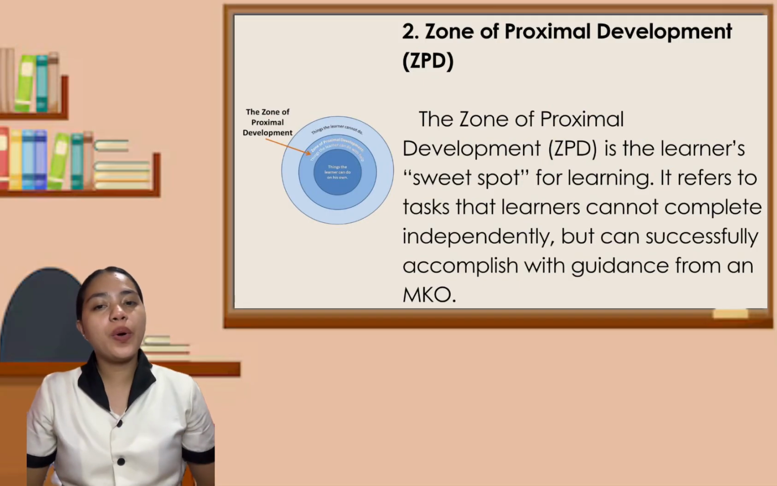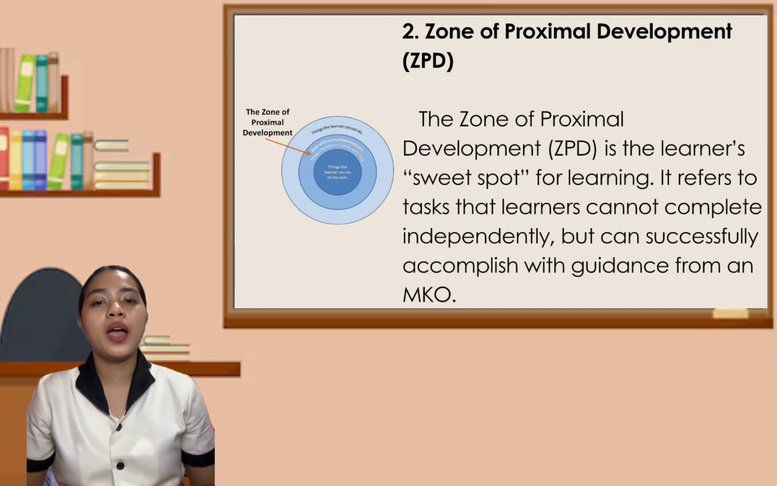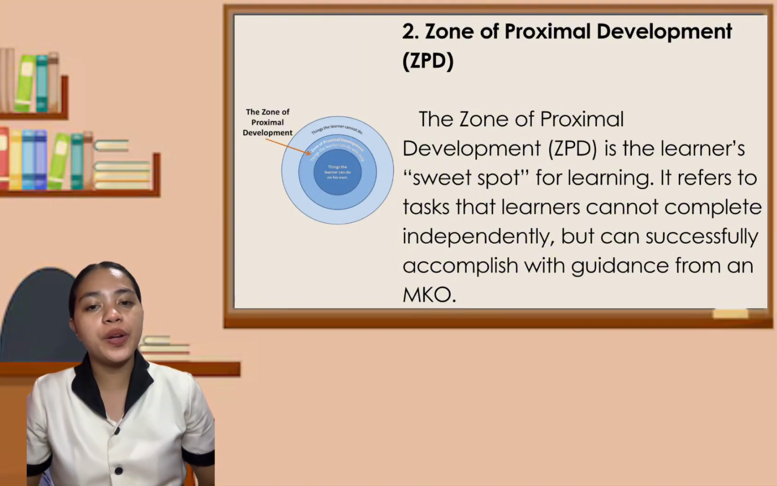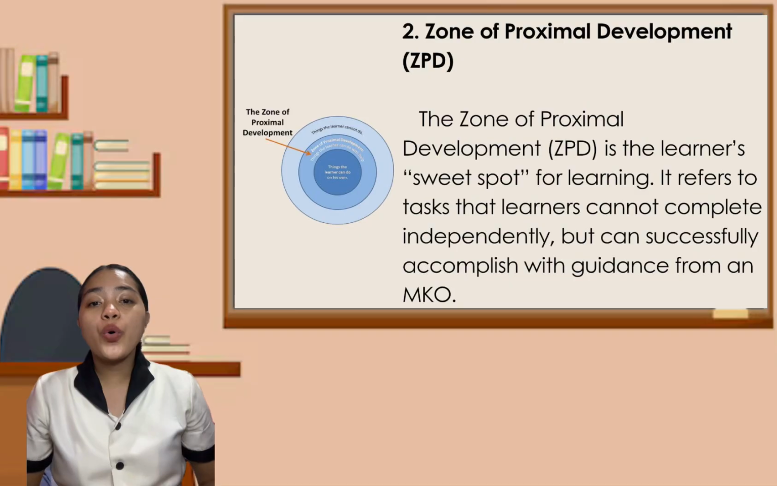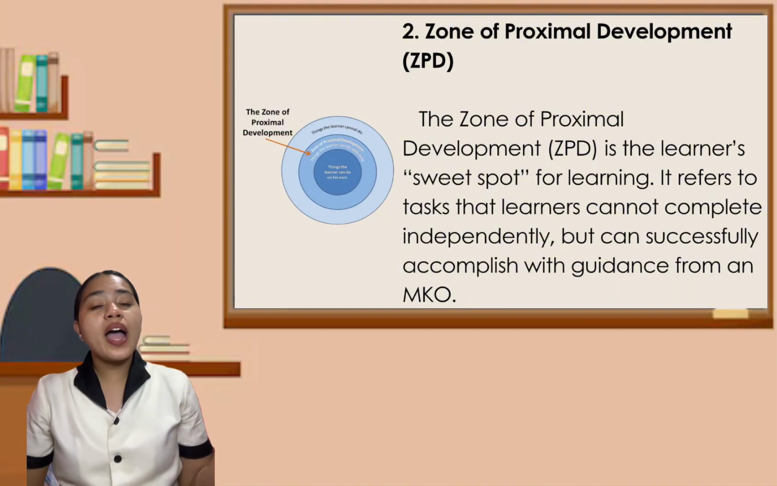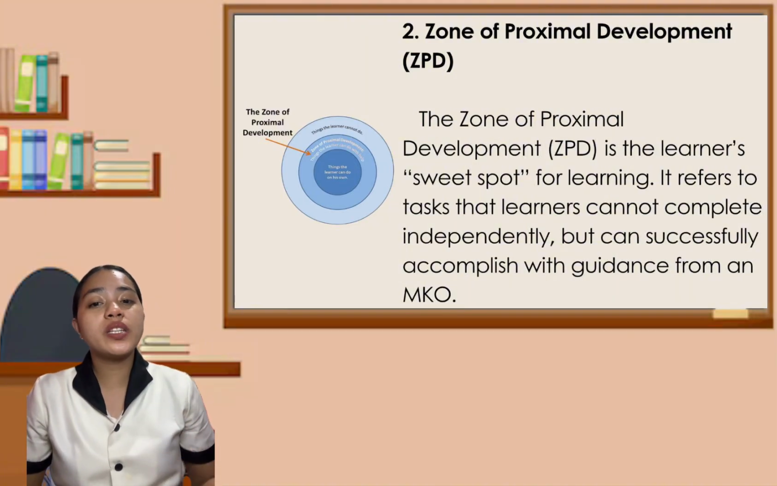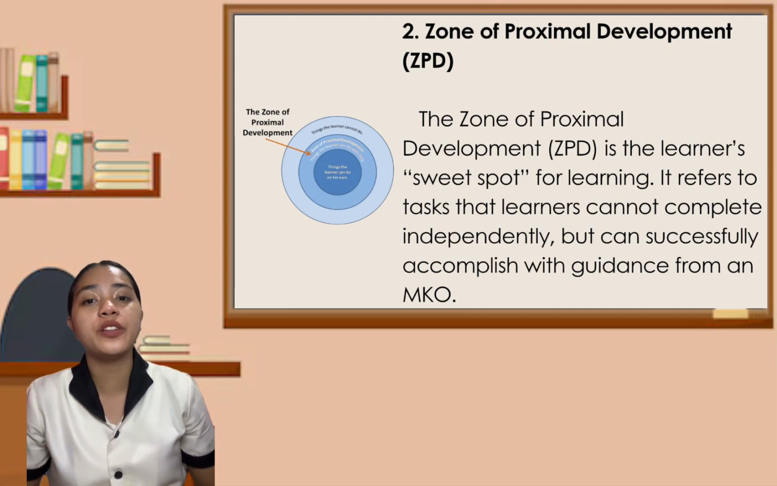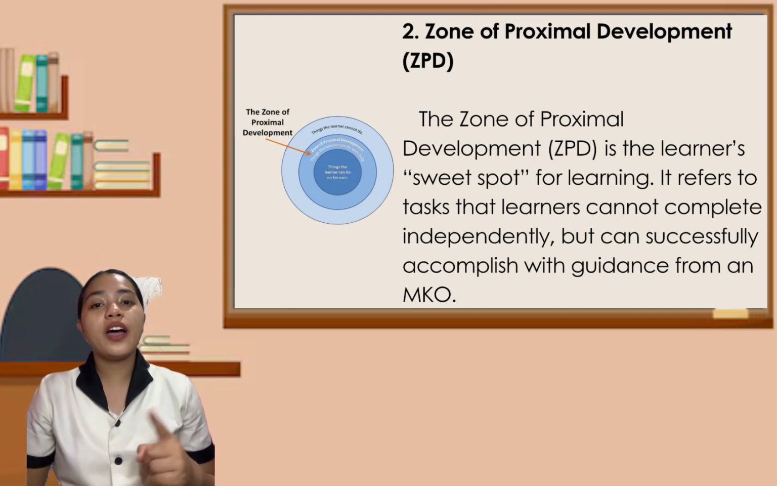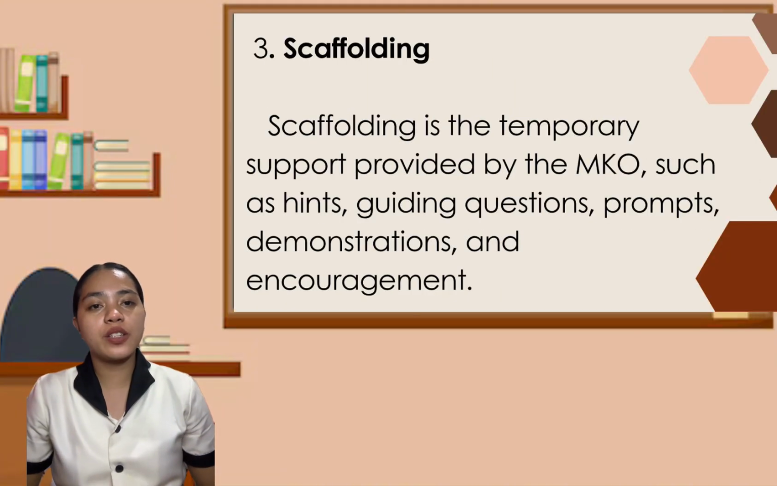So for example, a student is learning how to solve a math problem. The student cannot solve the problem. So with the help of the MKO, the teacher explains the steps and guides the student. As a result, the student will successfully solve the problem. Now, any question about zone of proximal development? None? So let's proceed to the next one.